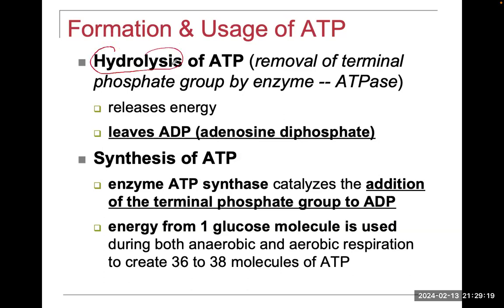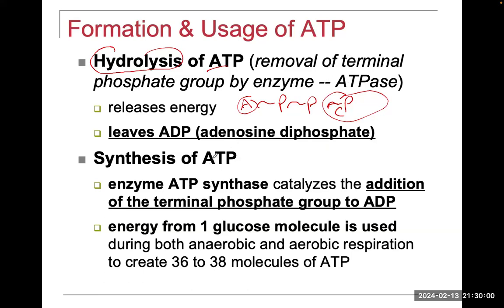So hydrolysis of ATP, which is the removal of a terminal phosphate group, uses an enzyme called adenosine triphosphatase. Adenosine triphosphatase. And that is going to release energy. Okay, but that leaves us with ADP, adenosine diphosphate. So we went from here. Now we have adenosine diphosphate. It removed that, and it's going to attach it to creatine phosphate. So adenosine triphosphatase can do that.